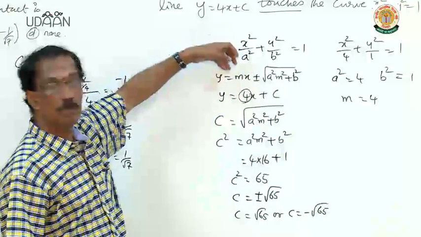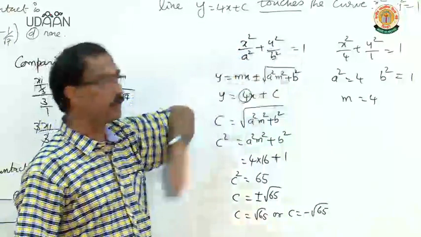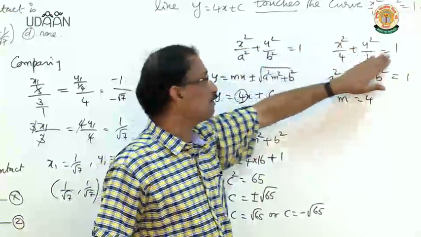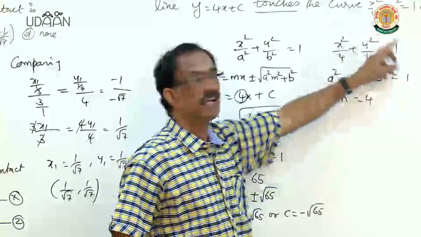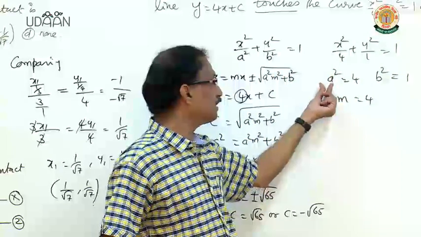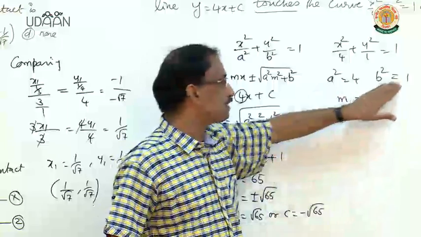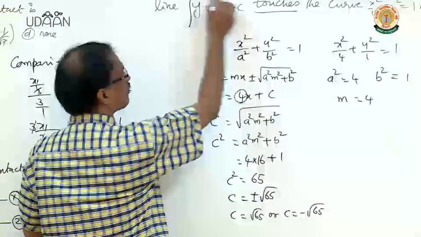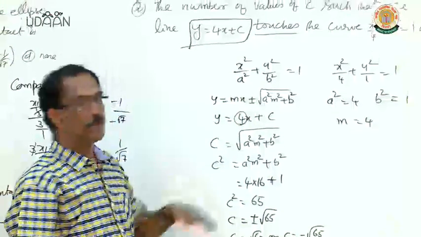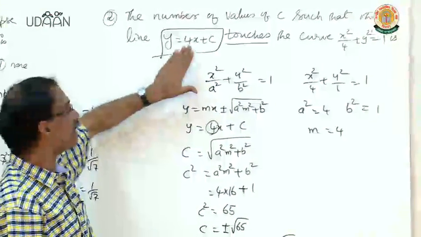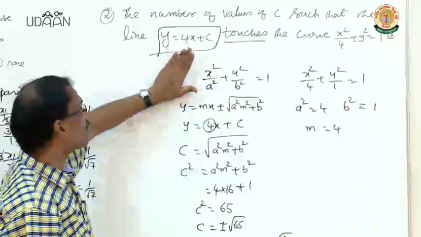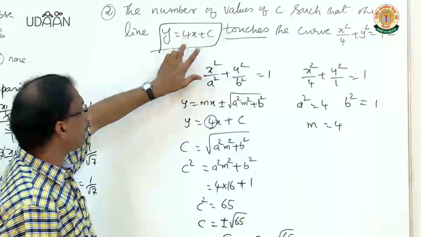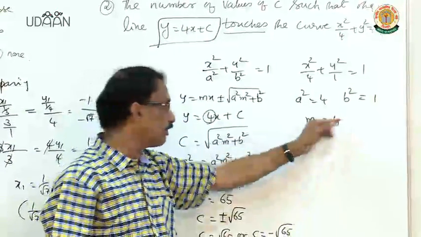So now what you have? x square by a square plus y square by b square equal to 1. That means x square by 4 plus y square by 1 equal to 1 is the given ellipse. So from there we get a square equal to 4, b square equal to 1. And the given line is touching the curve. If it is touching the curve, it becomes a tangent. So it is in the slope form. So what is the slope? Here mx, so m is 4.